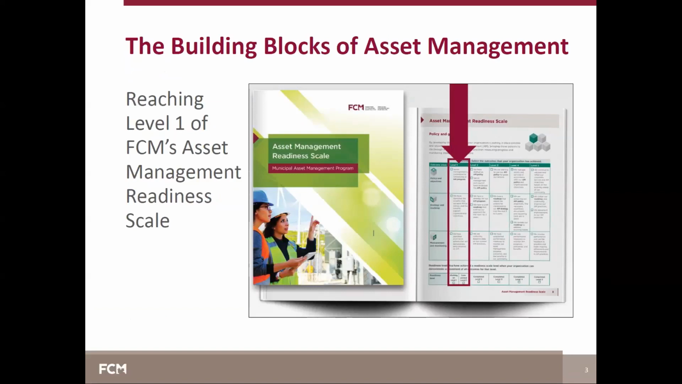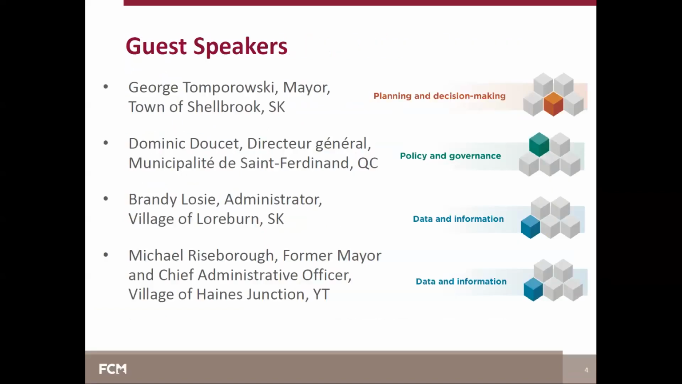The Building Blocks of Asset Management Guide walks you through steps you can take to achieve level 1 of the Asset Management Readiness Scale in 5 different competency areas, which include policy and governance, people and leadership, data and information, planning and decision-making, and contribution to asset management practice. The guide showcases 10 different municipalities across Canada who took concrete steps towards reaching level 1 in various competency areas. And we're very fortunate to have 4 of those municipalities represented here today to share with us the steps they took to individually reach level 1 in 3 different competency areas.